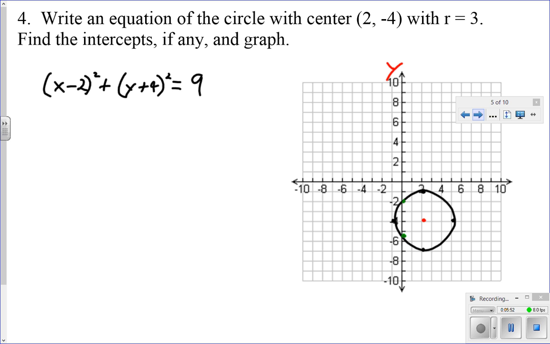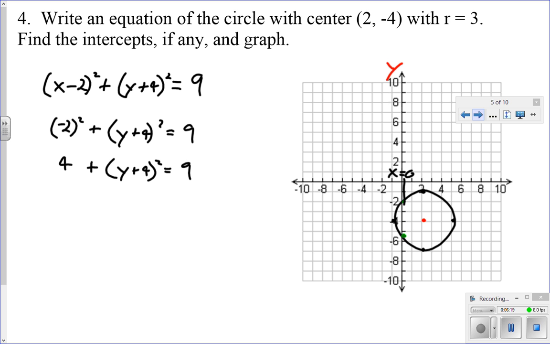So y-intercepts happen when x is equal to 0. All the values here, x are equal to 0, so I can substitute that in, and I get negative 2 squared plus y plus 4 squared equals 9. I get 4 plus y plus 4 squared equals 9. This should look familiar. It's a quadratic, so in order to solve this, we're going to have to use some tools and resources for solving quadratics. Notice we are expecting 2 answers here.